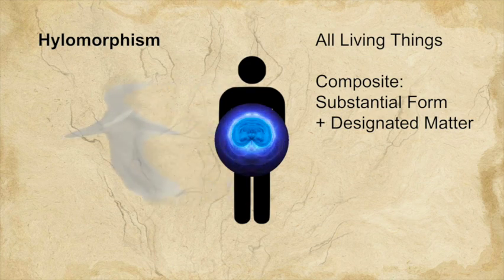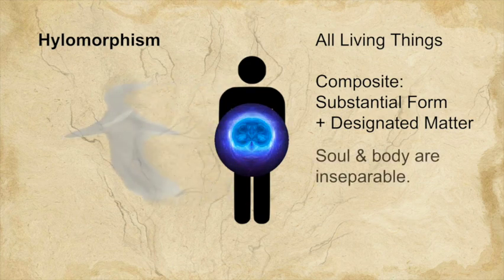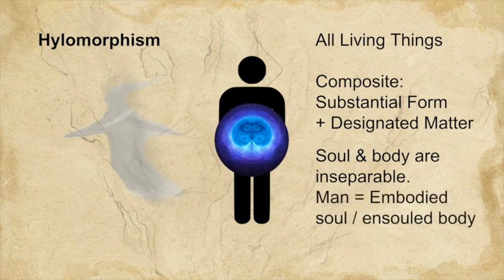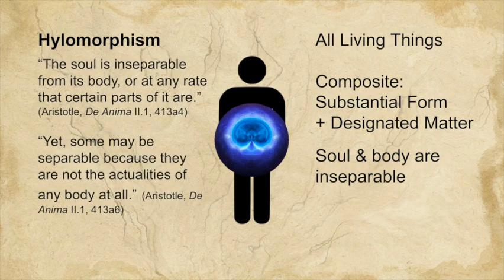The soul is not a ghost in a shell or a motor. Since the life is an activity or actuality of this kind of body, it is not separable from it. Man is an embodied soul or ensouled body, not two substances, but one, a whole subject. Aristotle says the soul is inseparable from its body, or at any rate, that certain parts of it are. Yet Aristotle says some may be separable because they are not the activities or actualities of any body at all. Later we will see how immaterial human intellect points to its life after death.